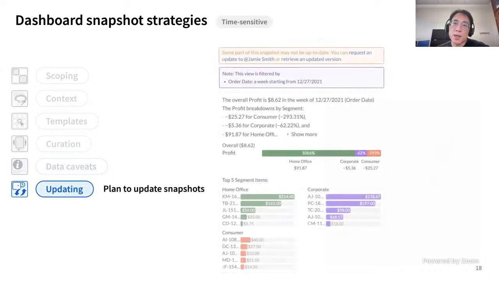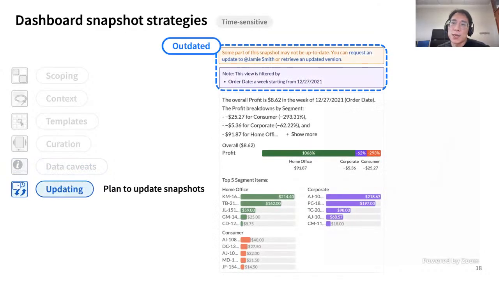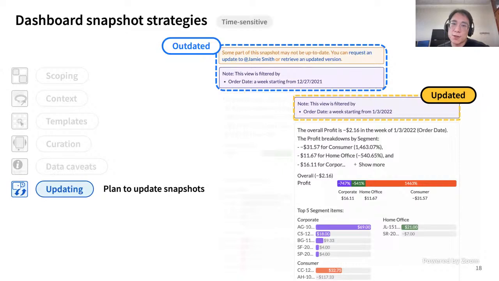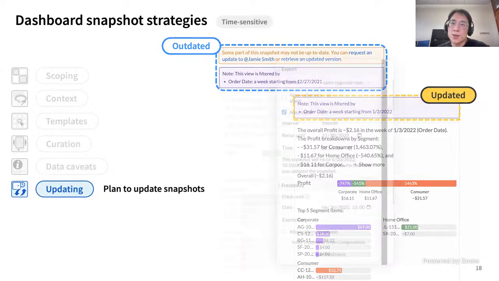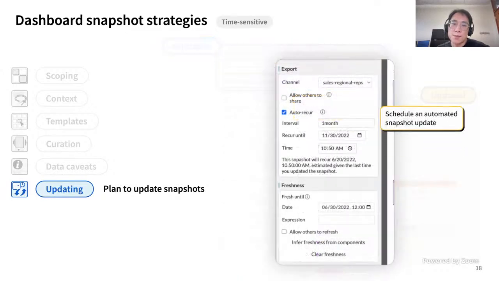Lastly, a snapshot becomes outdated, so we need to create an updated version. And to make it easier to do so, our snapshot interface allows for scheduling an automated update or letting others update it.